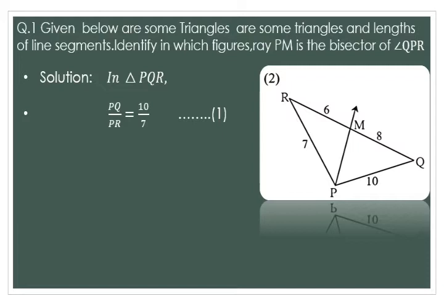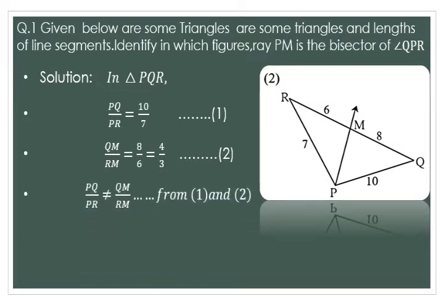Now we will take the ratio of QM over RM. QM is 8 and RM is 6. After reducing it, we divide numerator and denominator by 2 and get 4 upon 3. So here are equations 1 and 2, but you can see clearly they are not equal. So we write PQ upon PR is not equal to QM upon RM from 1 and 2. Hence PM is not the bisector of angle QPR. So in the second sub-question, ray PM is not the bisector of angle QPR.